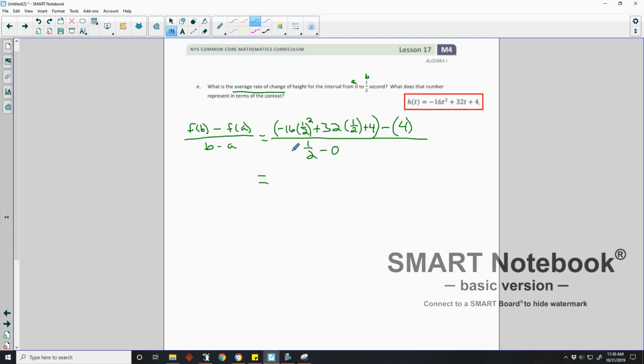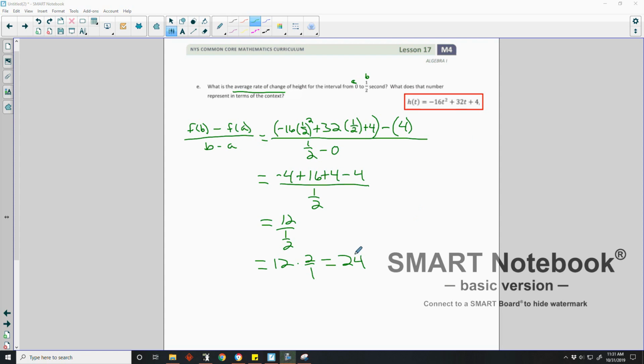So now we just need to simplify this. Negative 16 times 1/2 squared. 1/2 squared is 1/4, and negative 16 times 1/4 is negative 4, plus 1/2 of 32, which is 16, plus 4, and then we have this minus 4 out here. So that's all over 1/2. Well, that is going to equal negative 4 plus 16 is 12. Plus 4 minus 4 we can just ignore. And 12 divided by 1/2, so it's 12 over 1/2. Well, that's the same as 12 times 2 over 1, which equals 24.